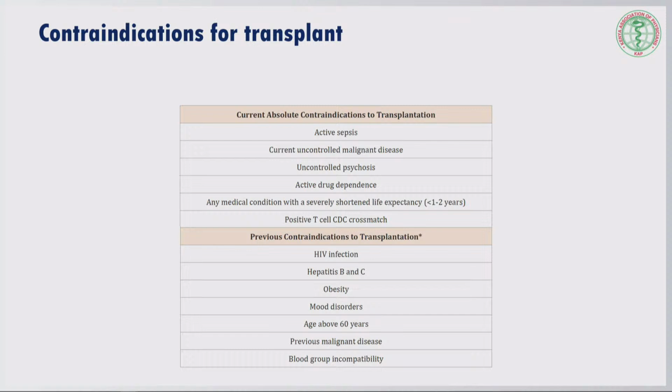And I think what we are still a bit cautious about in this country is the previous malignancies. We're still a bit cautious about that. And I don't think there's any center yet who have done an ABO incompatible transplant. We are yet to get there.